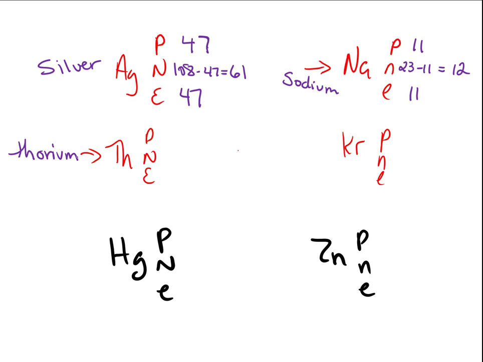So if I find thorium, where is it? It's way down at the bottom. It is atomic number 90. So that tells you 90 protons and 90 electrons. How many neutrons? I have to take 232 minus 90. I was looking on the board right there. So 232 minus 90 is 142.